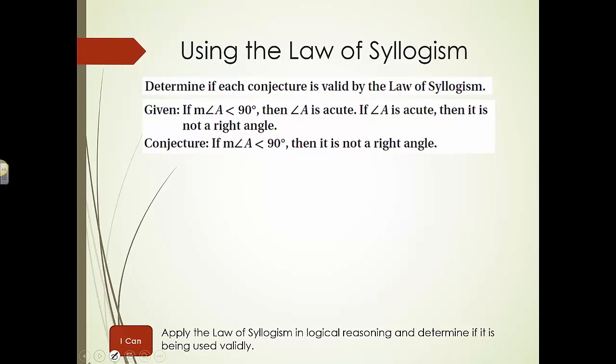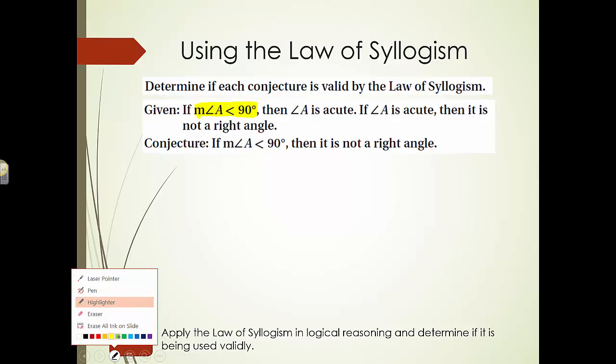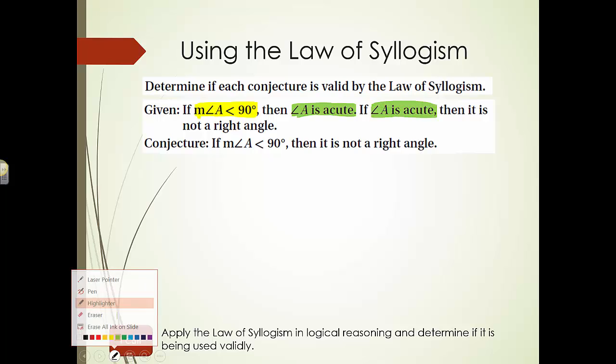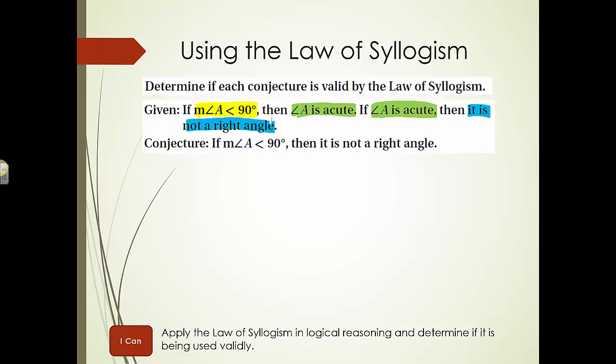Okay, so we have to determine whether or not they validly use the law of syllogism. So angle A is 90 degrees. I'm going to do it with the colors again. So if the measure of angle A is less than 90 degrees, oops, I was going to do that in yellow. If the measure of angle A is less than 90 degrees, then angle A is acute. If angle A is acute, then it is not a right angle. So P to Q, Q to R.